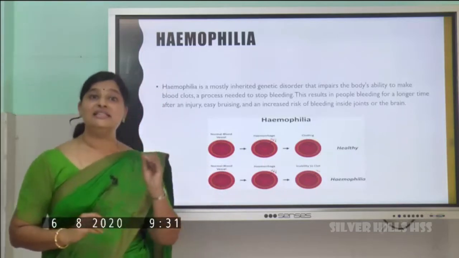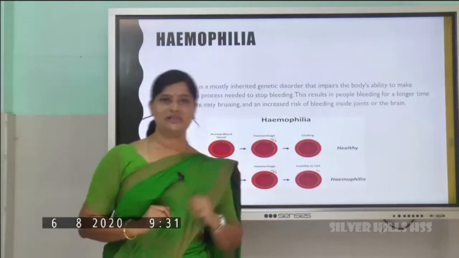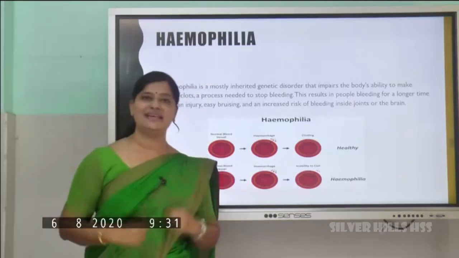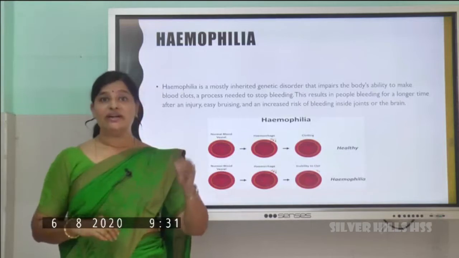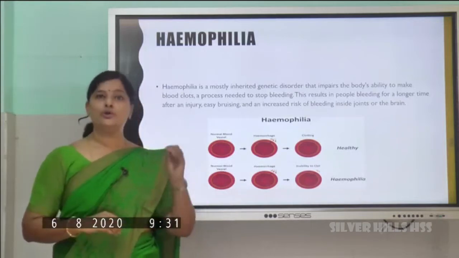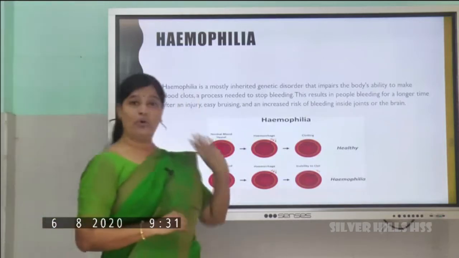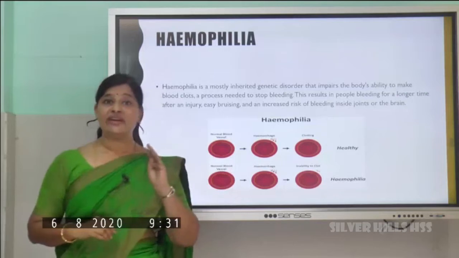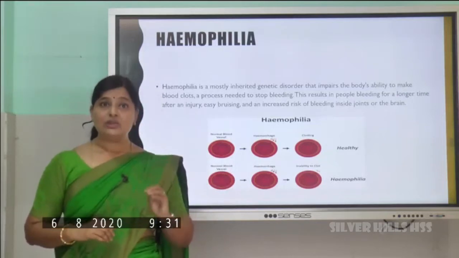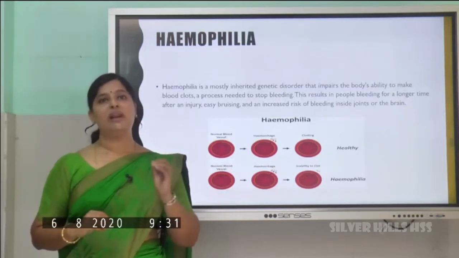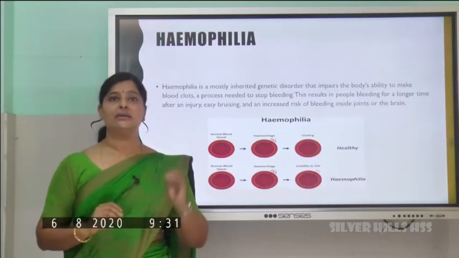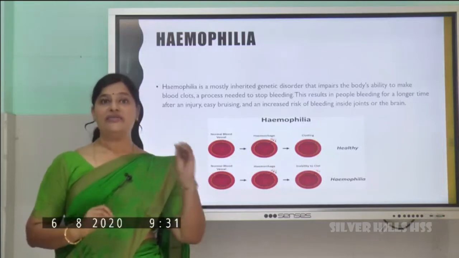It is a genetic disorder. You know what is meant by a genetic disorder. What is a genetic disorder? By birth you get it, because of the defect of a gene, isn't it? So a person with hemophilia has a defective gene. That is why the gene that has to produce this blood clotting factor is missing or defective.